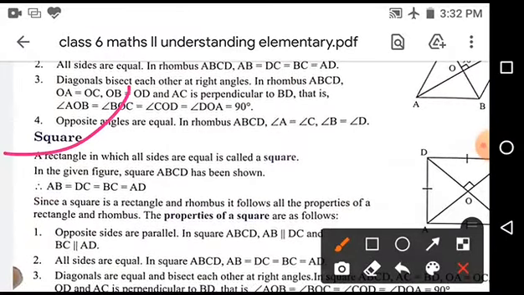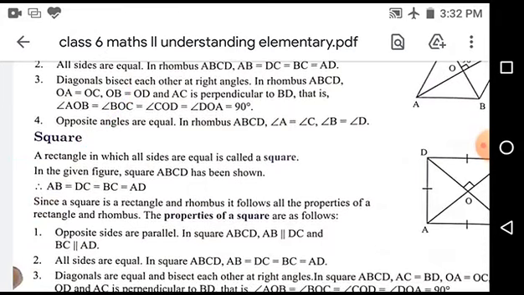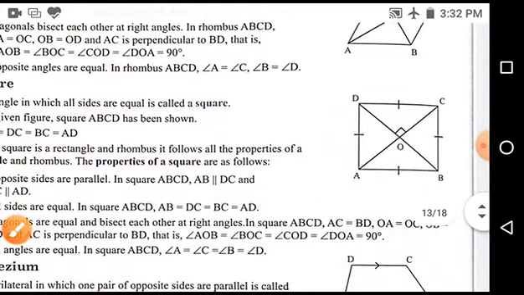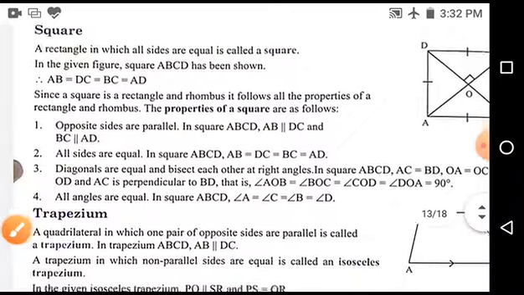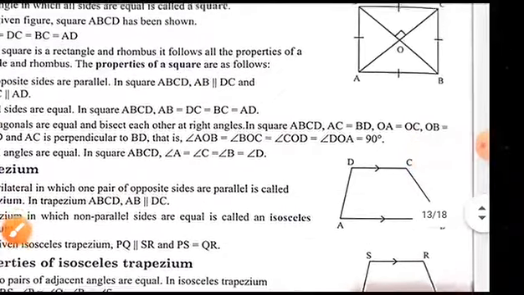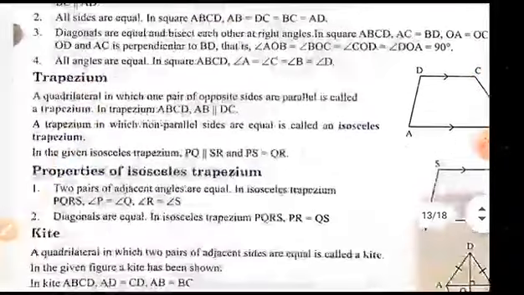Next one is square. A rectangle in which all sides are equal is called a square. So here ABCD is a square where all sides are equal, each angle is 90 degrees, diagonals are equal, and they bisect each other at 90 degrees. These are the basic properties of a square. In a square also, opposite angles are equal.